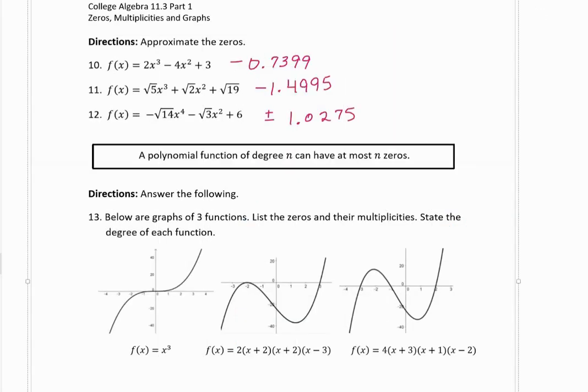Okay, if you look at these next few problems, 10, 11, and 12, we're asked to approximate the zeros, and you can see I already have the answers written down. There's going to be a couple of different ways that you can go about doing this. One is with the graphing calculator, and the other is with a web-based program like Desmos or Algebra. And I'm going to show you how to use those in a separate video.